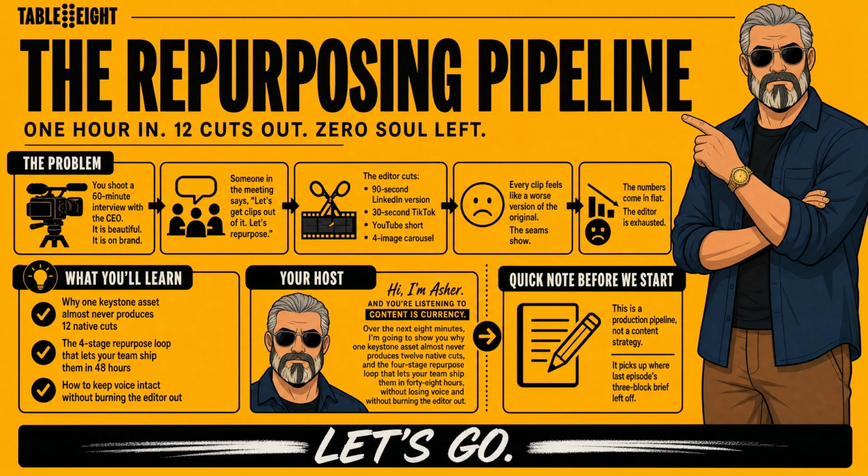The editor is exhausted. Hi, I'm Asher, and you're listening to Content is Currency. Over the next 8 minutes, I'm going to show you why one keystone asset almost never produces 12 native cuts, and the 4-stage repurpose loop that lets your team ship them in 48 hours without losing voice and without burning the editor out.